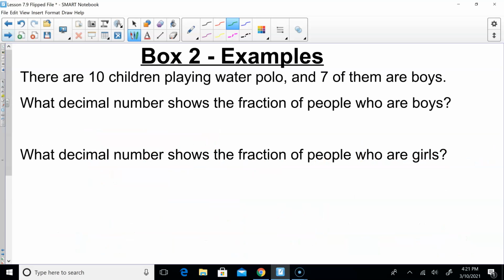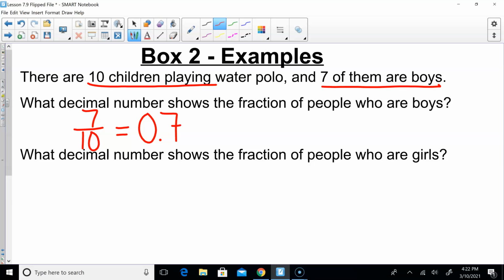Here's one more word problem for you. There are 10 children playing water polo, and 7 of them are boys. What decimal number shows the fraction of people who are boys? So we see we have 10 children playing, so that's going to be our denominator. And who are boys? Well, 7 of them are boys, so I put 7 right here. 7/10 equals, it's like having 7 dimes, 0.7.